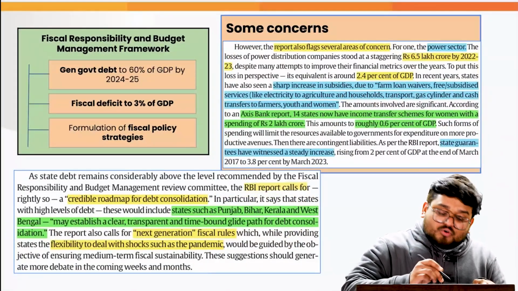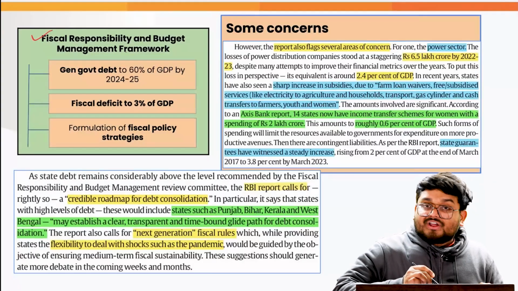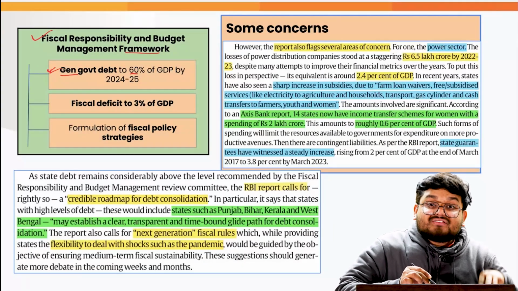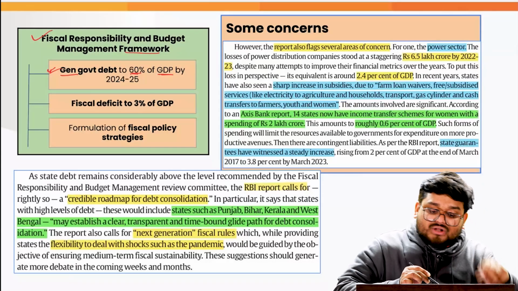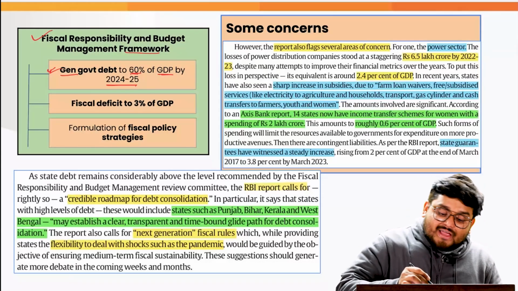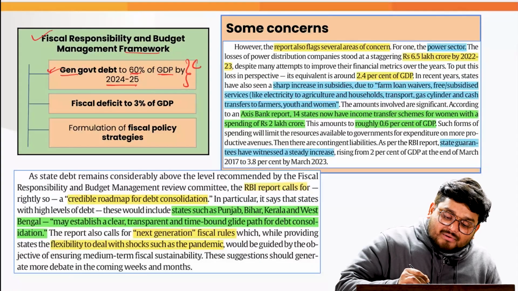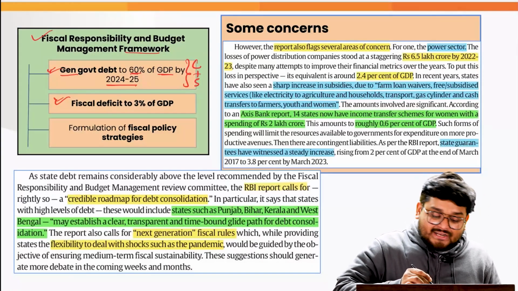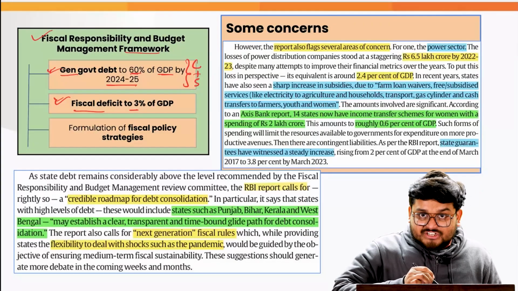With reference to this, I want to talk about the FRBM framework, where according to this framework, the general government debt has to be 60% of GDP by 2024-25, and this is actually state plus center combined. Next, there is also a target of maintaining the fiscal deficit at 3% of GDP.